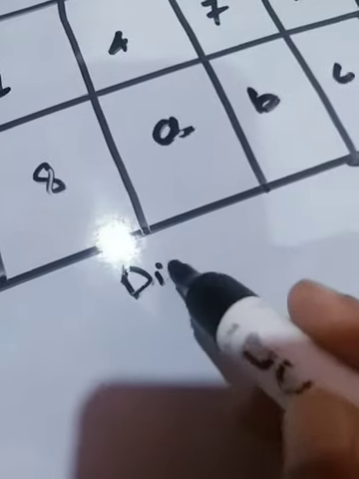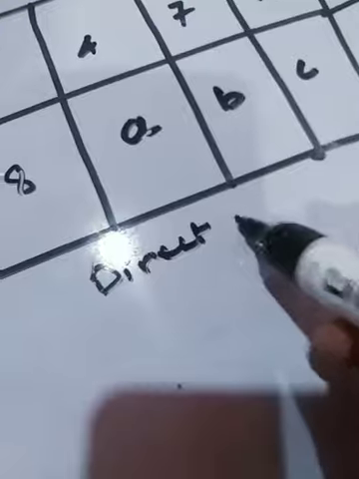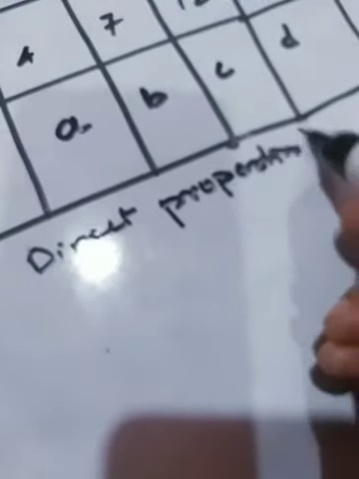Direct proportion means that if the two data that are given and what we have to find out are both increasing or both decreasing, in both cases you will write that it is a direct proportion. You have to mention that it is a direct proportion. This is very important. So these are all direct proportions.